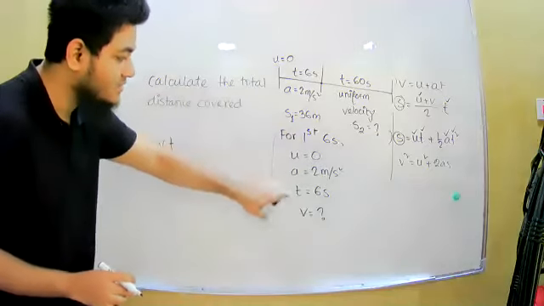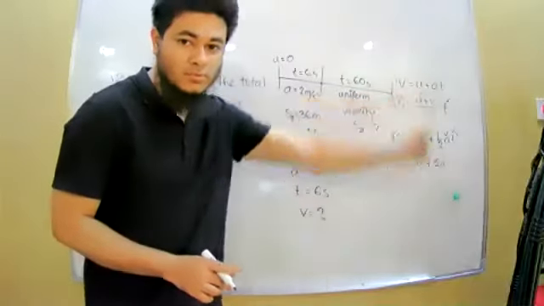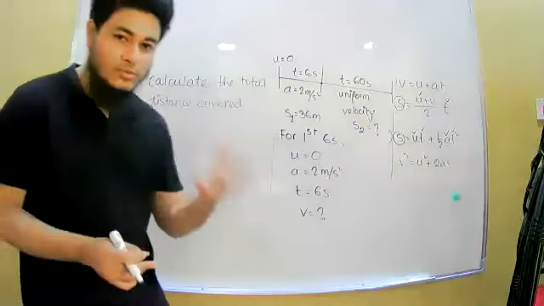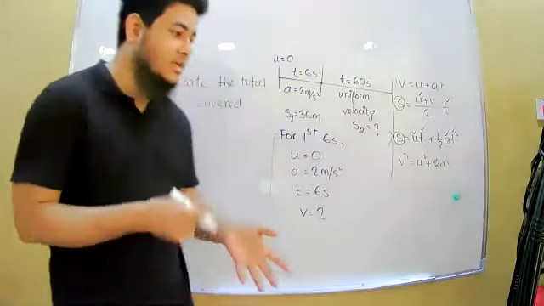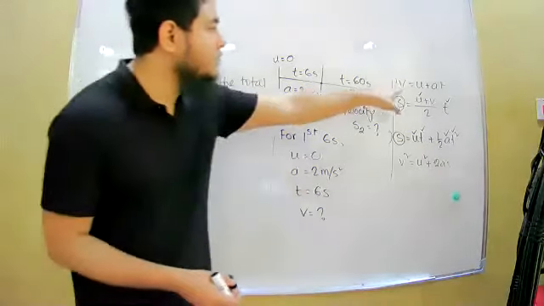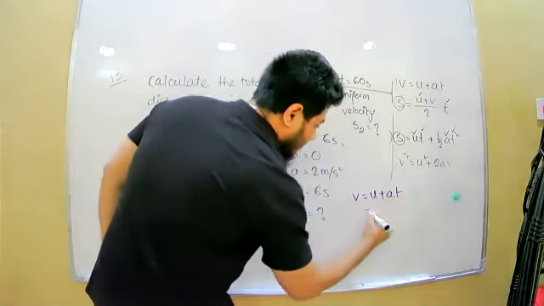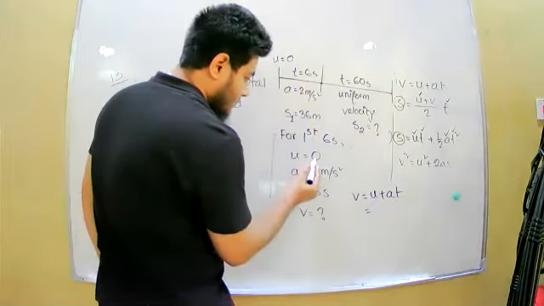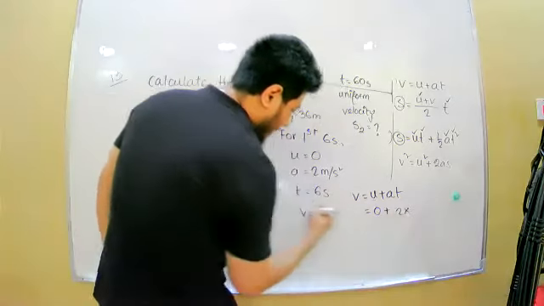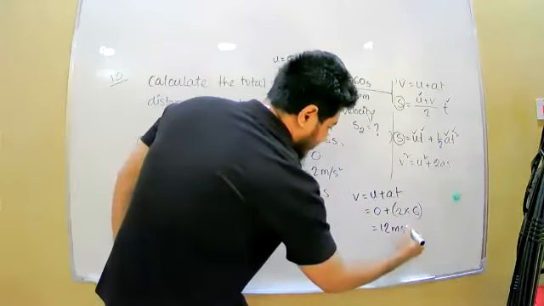So V equal to U plus AT. If you look at these quantities, directly your eye will go to that. When you practice more and more, inshallah, this will automatically come to your mind looking at these quantities. So V equal to U plus AT: initial velocity is zero, acceleration is 2, into time 6. So it will be 12 meter per second, right?